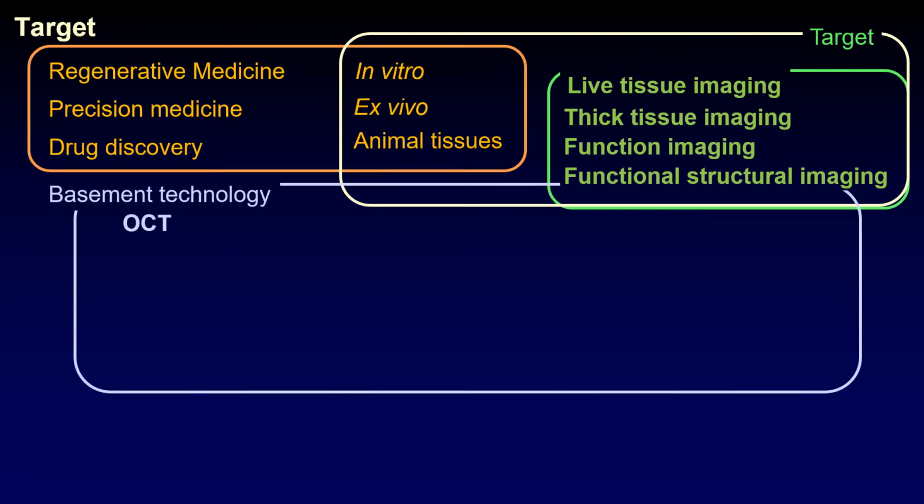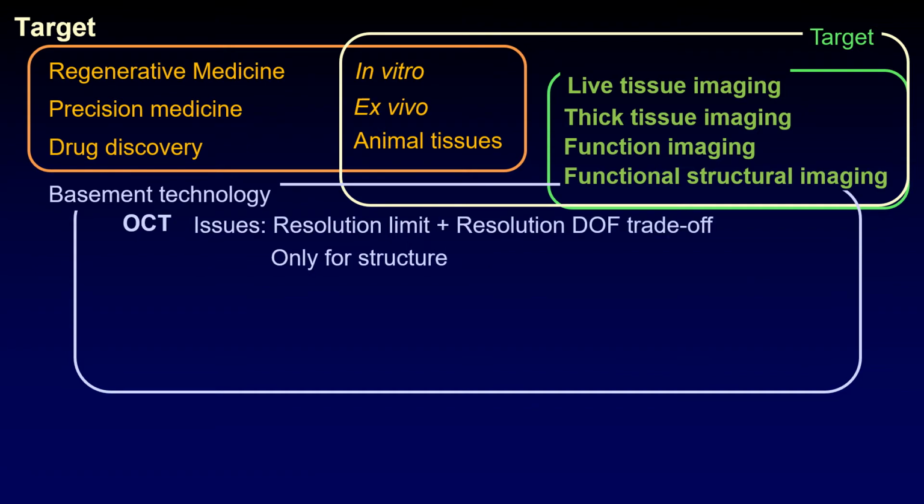The main technology of ours is optical coherence tomography, OCT. Although there are several advantages in OCT, there are also some open issues. For example, the resolution of OCT is still limited, and there is a resolution and depth of focus trade-off. And also OCT can only assess the tissue structure, not the function.